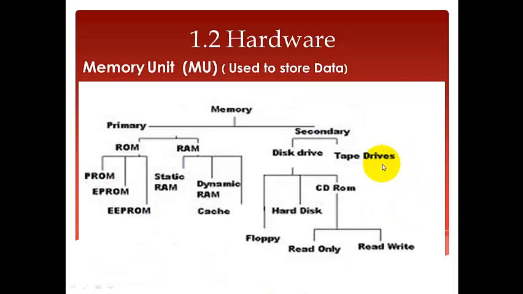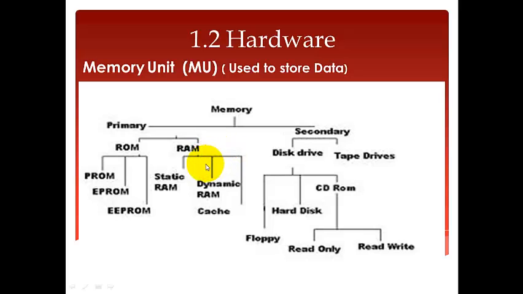We have one more diagram. This diagram gives a complete picture of the memory hierarchy. Here we have memory. Memory can be divided into primary and secondary. In case of primary, we have two subdivisions: one is ROM, read-only memory, and the other is RAM, random access memory. The ROM is divided into PROM, that is programmable read-only memory, EPROM, erasable programmable read-only memory, and EEPROM, electrically erasable programmable read-only memory.